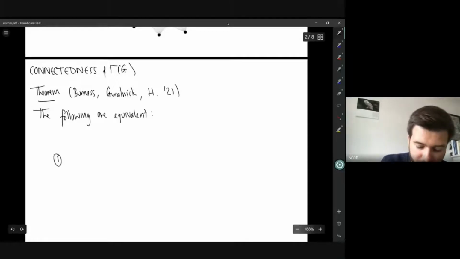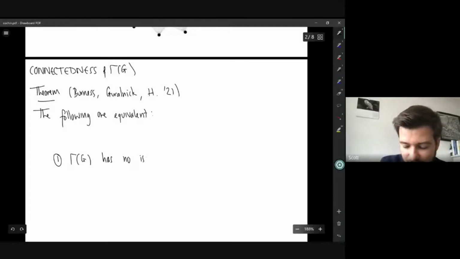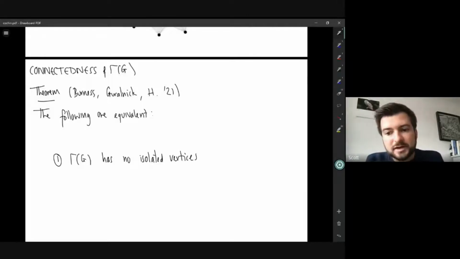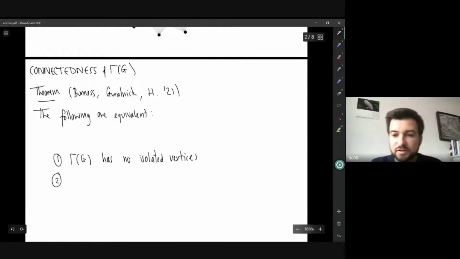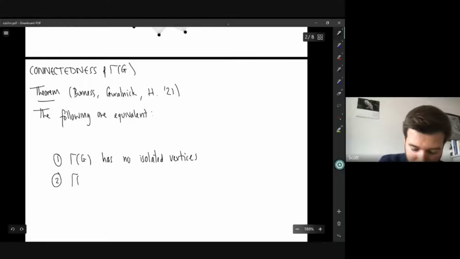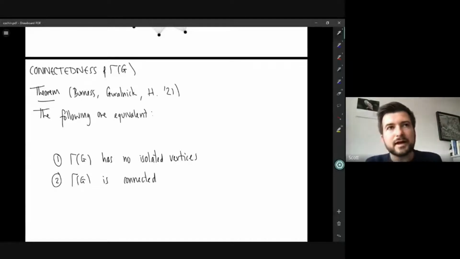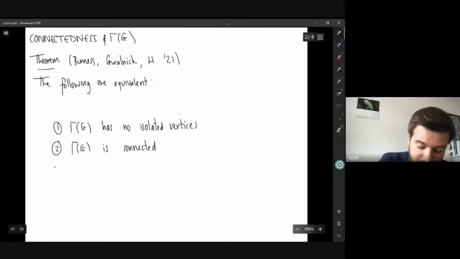Number 1, the graph has no isolated vertices. This is, I guess, a very weak connectedness condition, because we're saying that there are no isolated vertices, which excludes the possibility of there being connected components of size just 1. But in fact, that's equivalent to the stronger property that the graph is connected. Certainly, if the graph's connected, there are no isolated vertices, unless the graph has size 1. But in this case, obviously it's stronger in general, and it's actually implied by it.